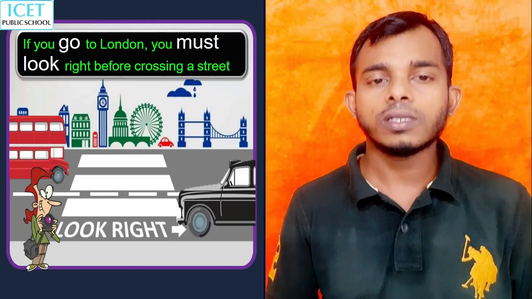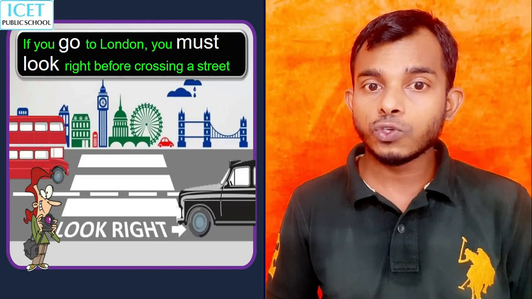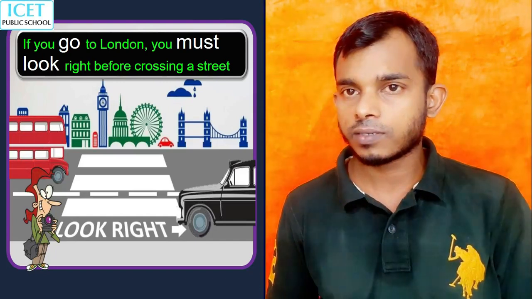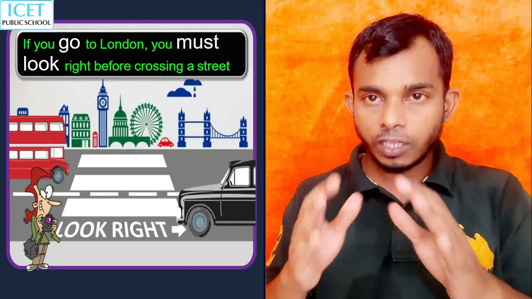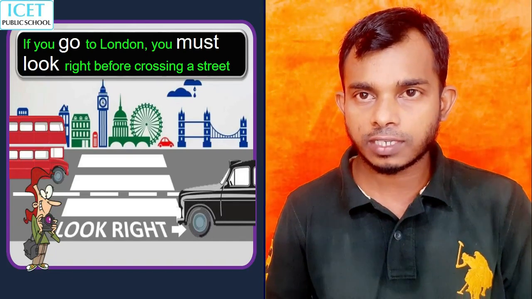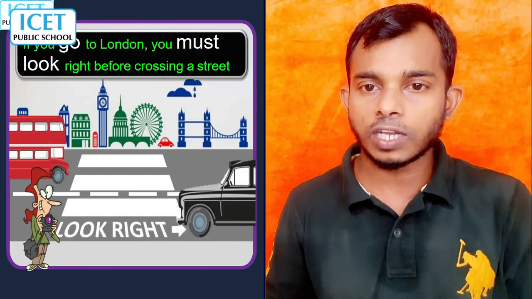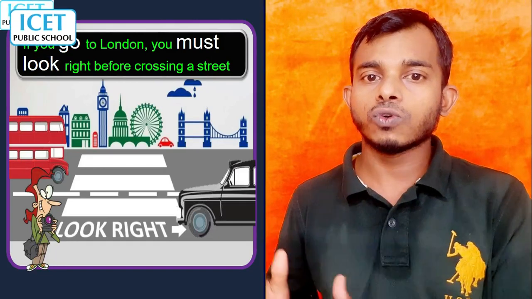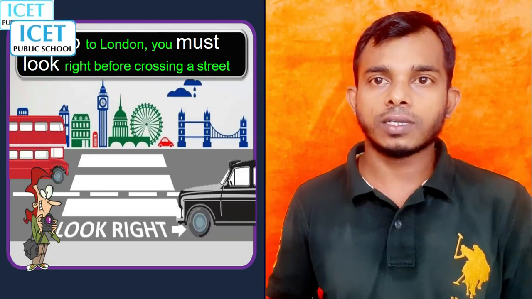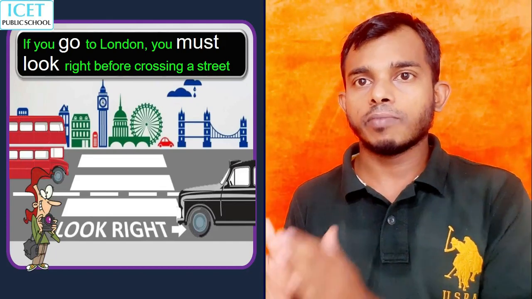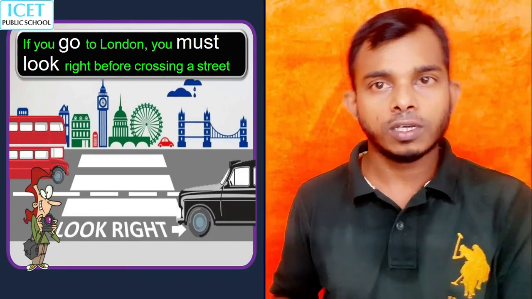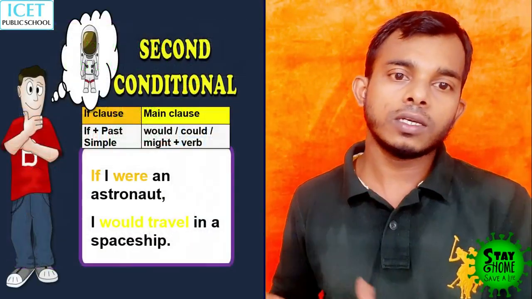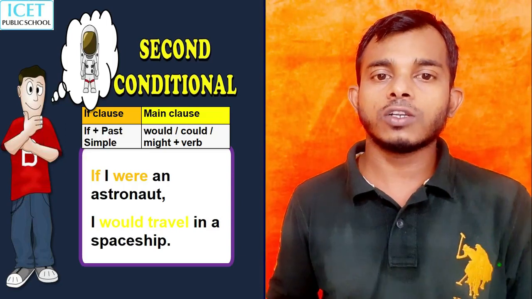This is another example. If you go to London, you must look right before crossing a street. You can understand the usage is also of the first conditional. If you go to London is written in simple present. Then the next part is the main part. The main clause is written in future: you must look, you should look, you shall, you will, you can, all of these. You must look right before crossing a street.